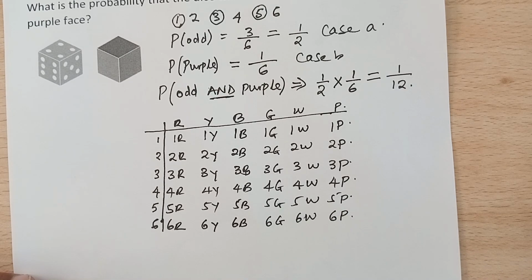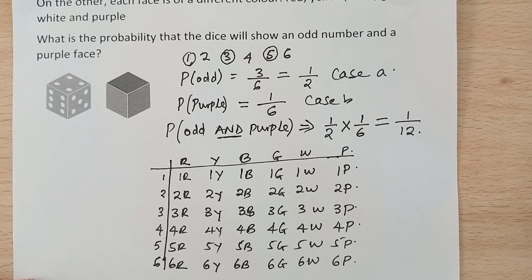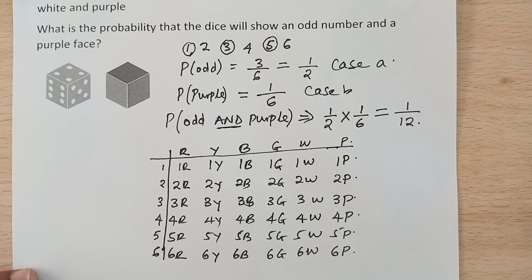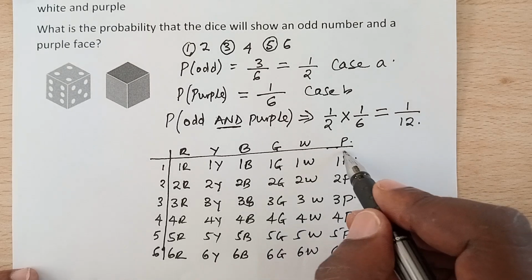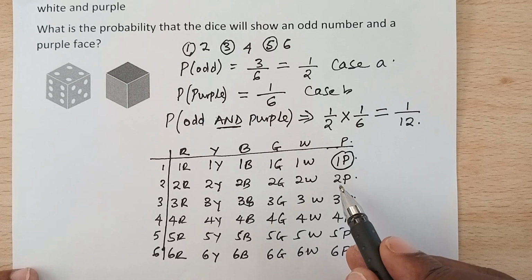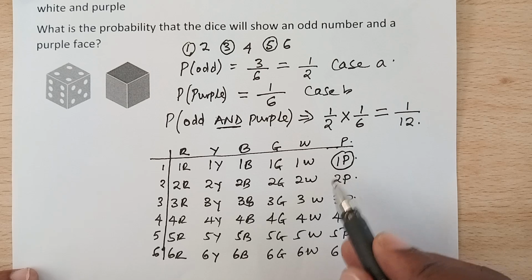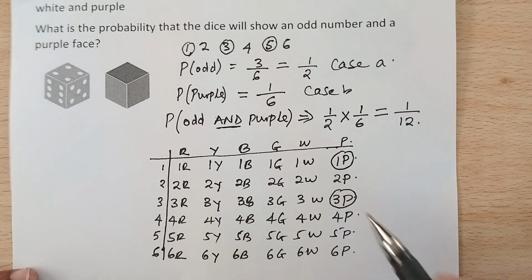Now the table is showing us all the possible outcomes. But the question is, what is the probability that the dice will show an odd number and a purple color? We have to have a purple color and an odd number. Is 1 an odd number? And is this purple? Yes, that is acceptable. Is 2 odd? No. Even if the other one is purple, this outcome is not acceptable. Is 3 an odd number? Yes. And is this purple? Yes. This one is allowed.